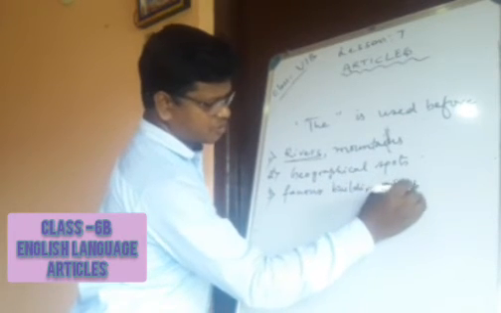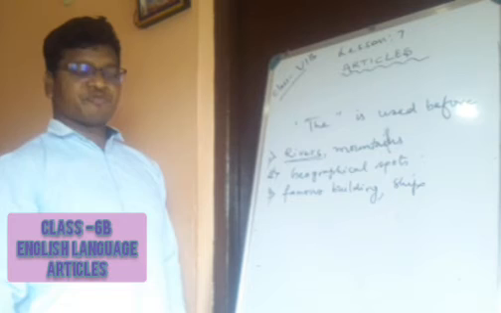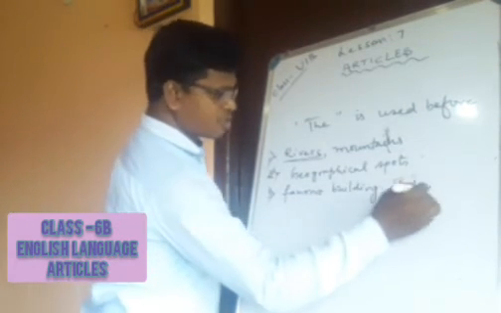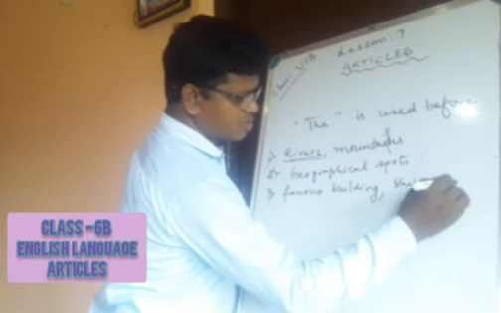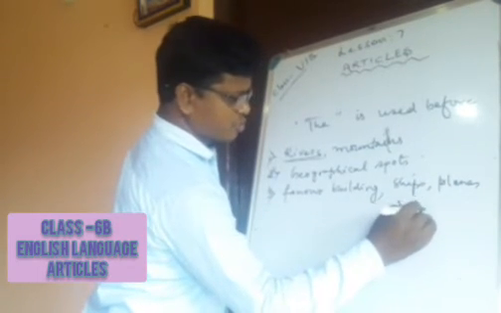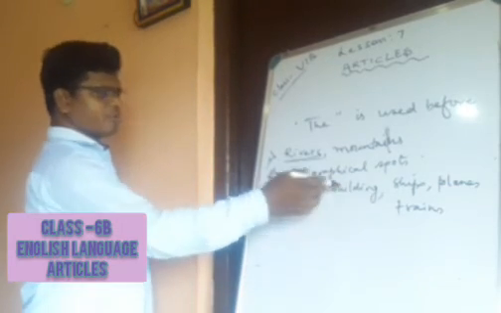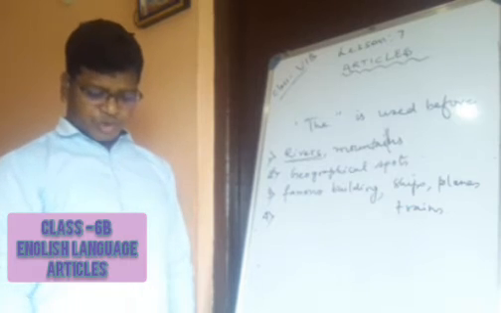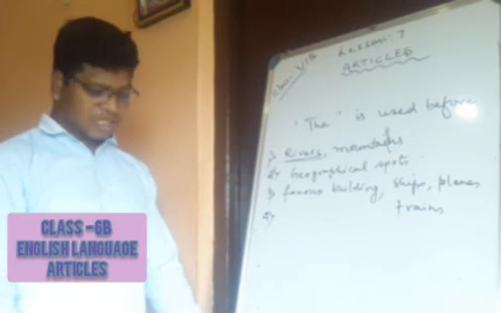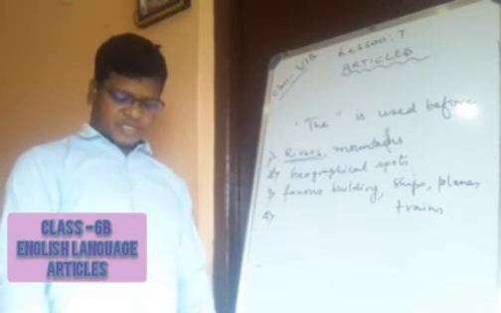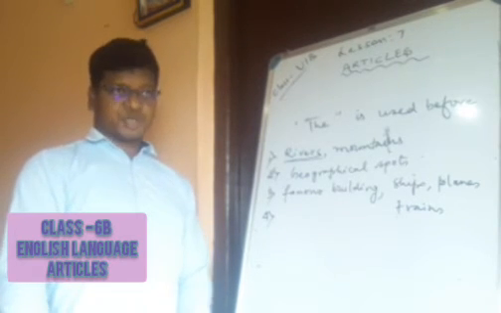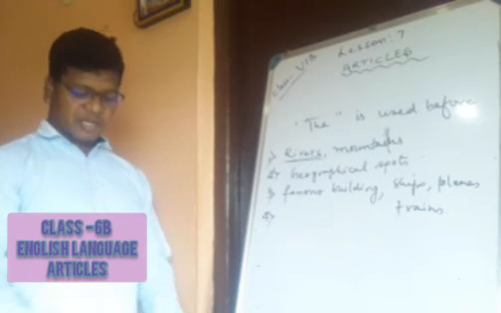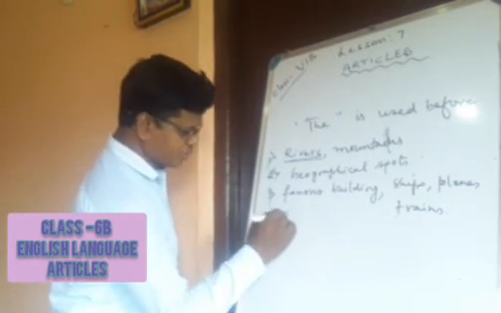Then ships, planes and trains. Before the names of a particular train, a particular building, ships, we use "the", like the Taj Mahal, the Shatabdi, the Titanic, all this. Then before nationalities. Nationality means Indian, maybe Pakistani, maybe English, all these things.